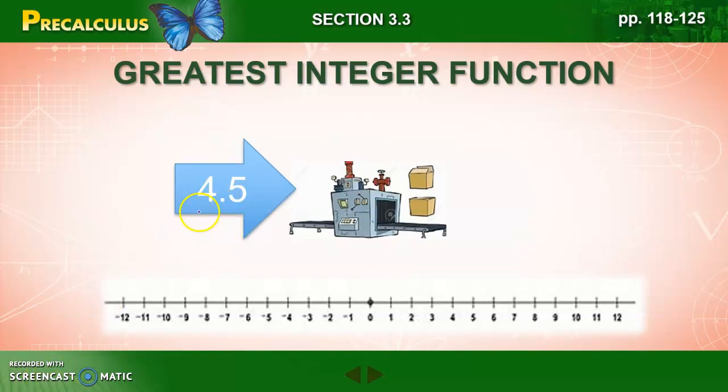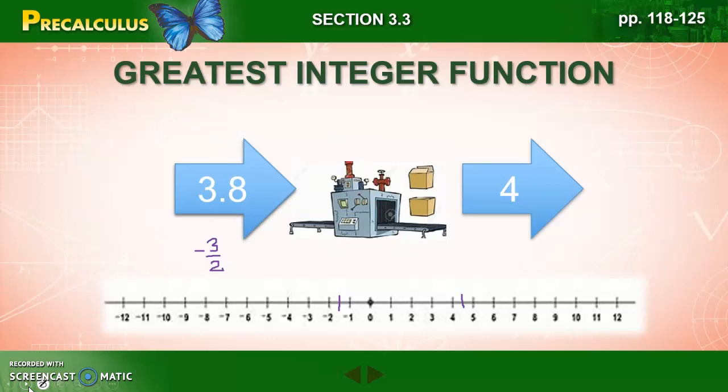So if we think about 4.5, the closest integer to 4.5 without going over, here's 4.5. 5 would be over, so the closest integer is 4. Or let's take the number negative 3 halves. The closest integer to negative 3 halves without going over would be negative 2. Negative 1 would be over. So again, that's why I like to think of that as the Price is Right function. It's the closest integer without going over.